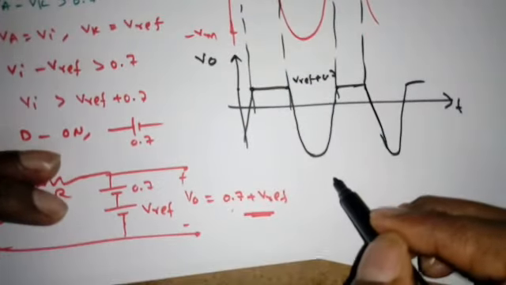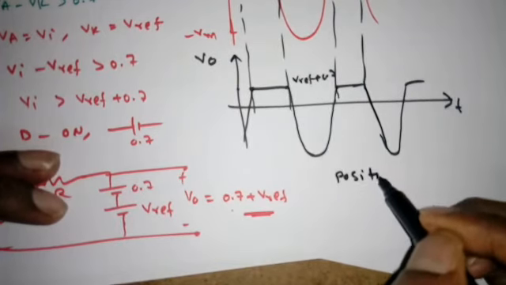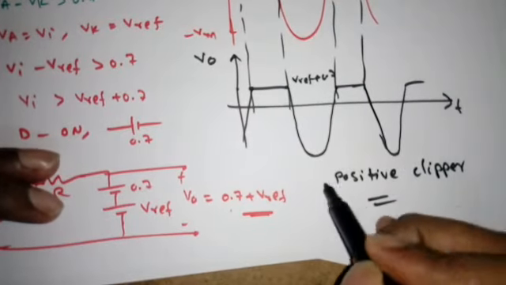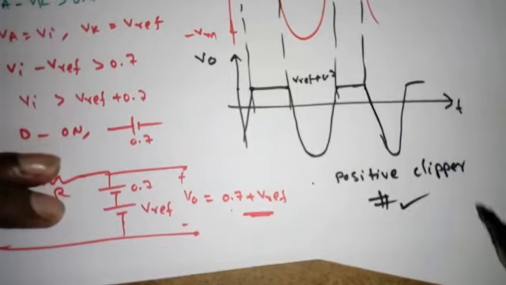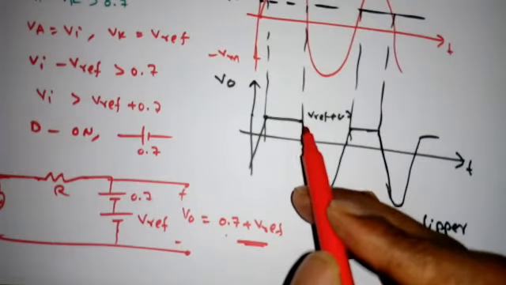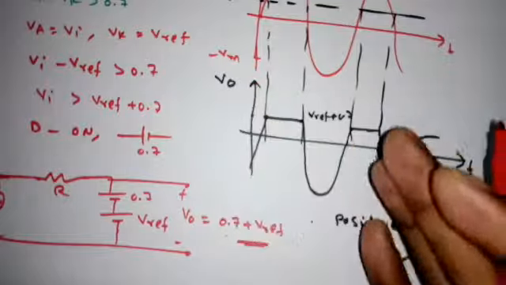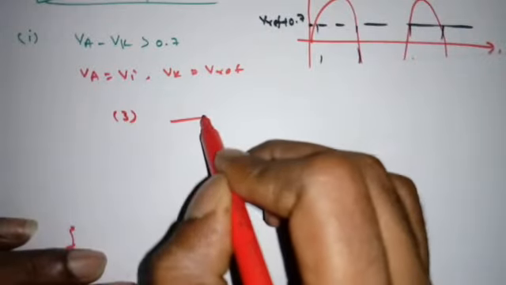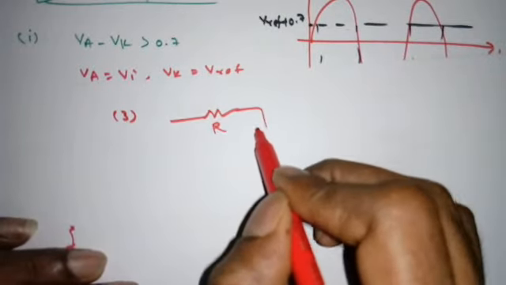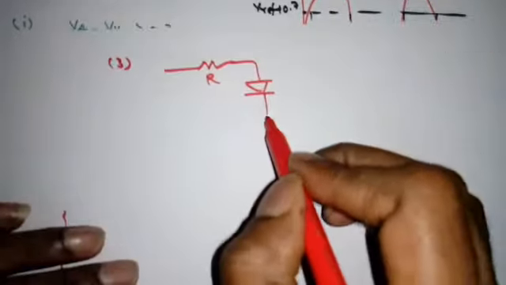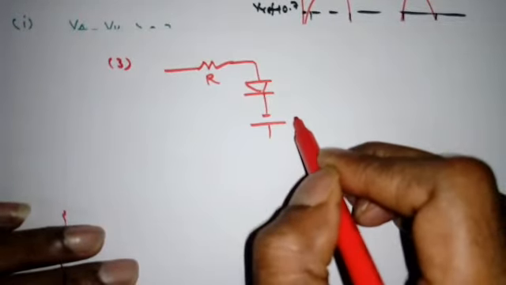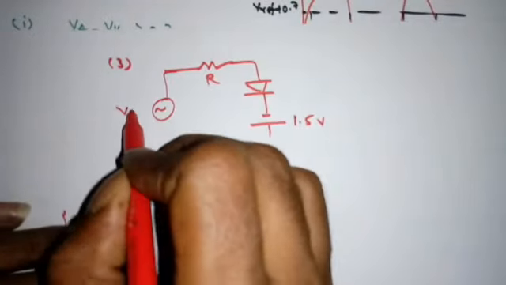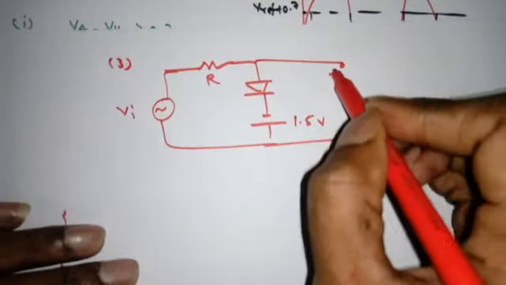Right? So what is this? Positive clipper. So already biased shunt clipping is already given, so biased positive shunt clipper, so no problem, right? Now this V reference can be negative value also, right? So that will become another circuit. So I think third circuit, resistor R, diode. Now if I take directly, I will take some numerical value, suppose 1.5 volt. This is Vi, this is V naught.